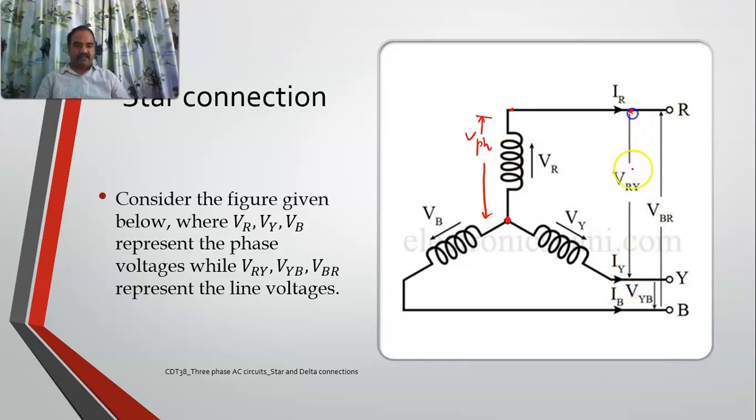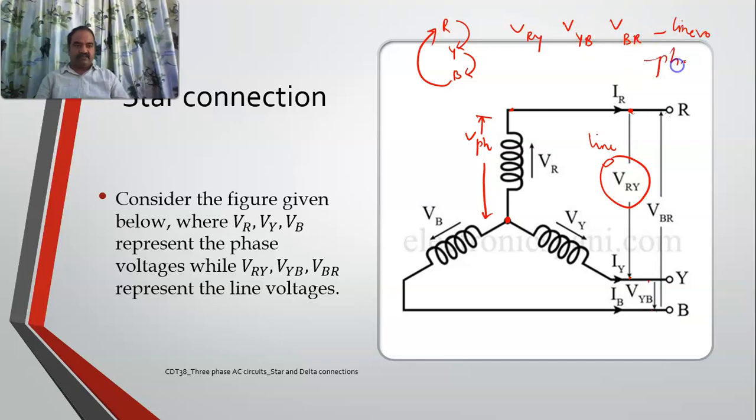This is the R line, this is the Y line. So this is VRY, the line voltage. There will be three sets of line voltages: between R and Y, between Y and B, and between B and R. So RY, YB, and BR. VRY, VYB, and VBR are the line voltages.